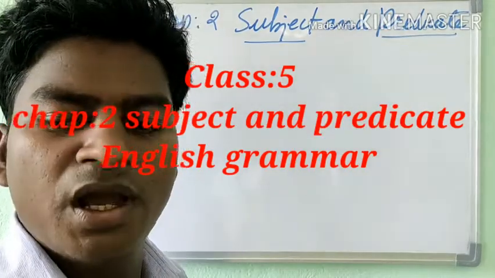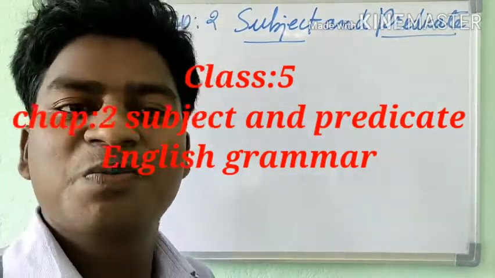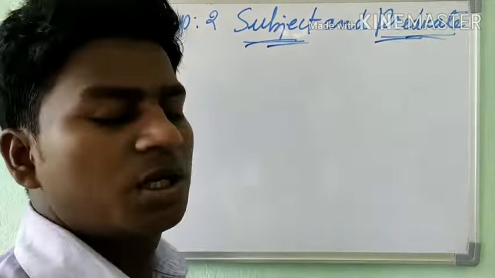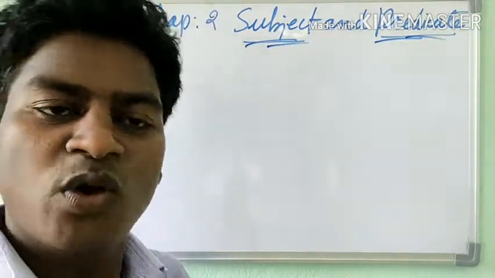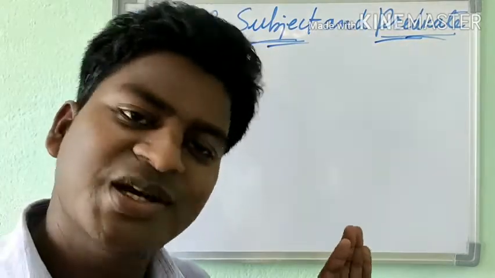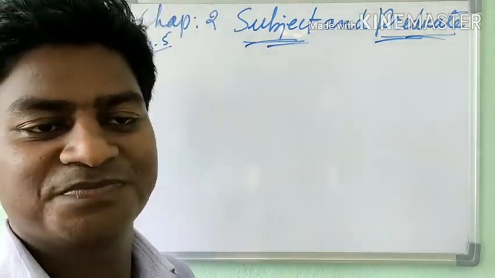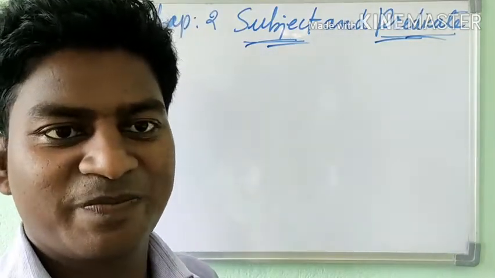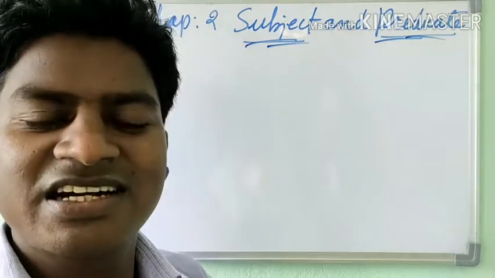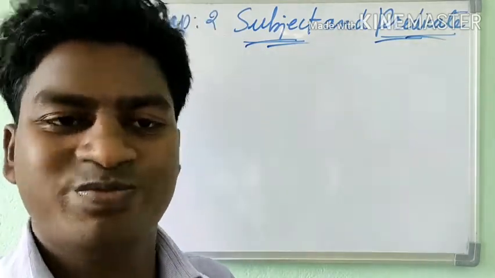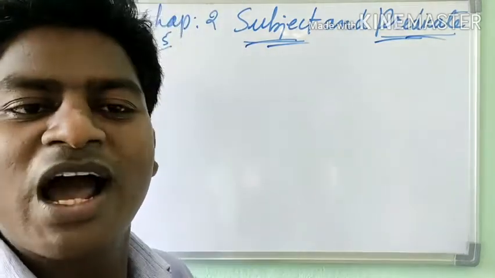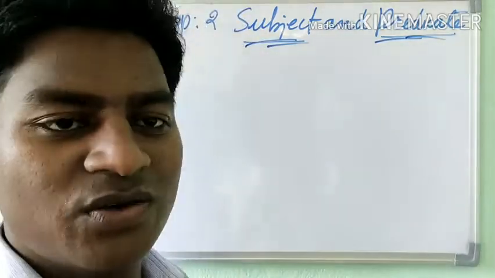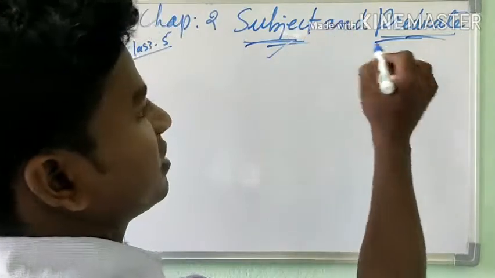In chapter 2, we have subject and predicate. Now, what is subject and what is predicate? We have to learn. Now, we have studied about sentence. Usually a sentence contains subject, verb and object. Here we do not have to study about subject, verb and object. Now, we are just going to learn subject and predicate.